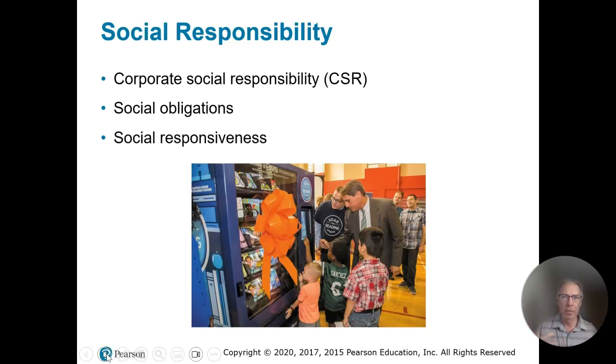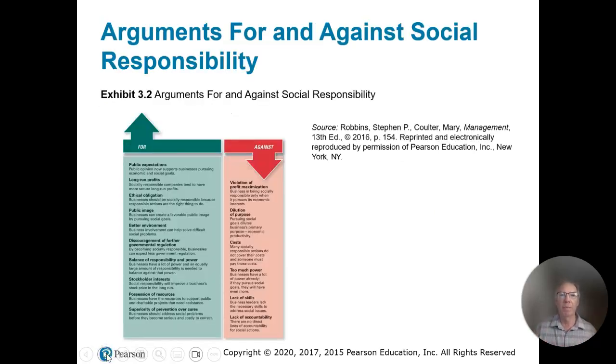I can tell you that over the years of teaching, about 15 years ago, that's how we taught social responsibility. Now, social responsibility is being profitable and giving back at the same time. They go hand in hand. So you see the social obligations and social responsiveness.